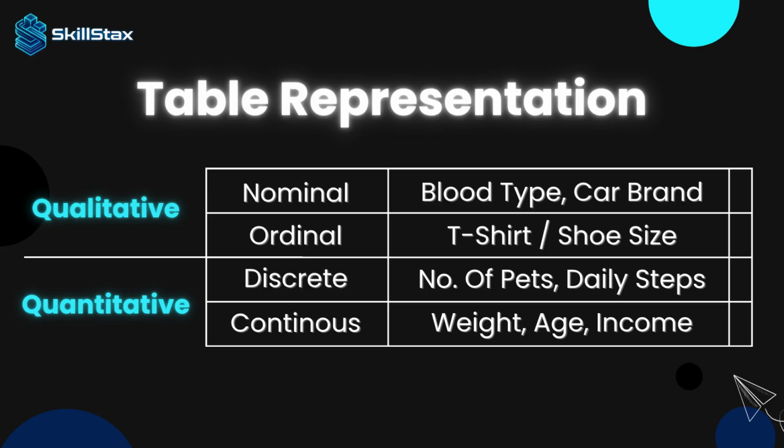For quantitative types, you've got your discrete data, which is like the number of pets in your household. You could say I've got 3 pets or I've got 4 pets. You'll never have 3.5 pets. Your daily steps that you take in a day will always be like 20 steps in a day, 50 steps. It'll never be 50.5. Same with your continuous data. So your continuous data is like your weight. Your weight could be 35.5, or income.